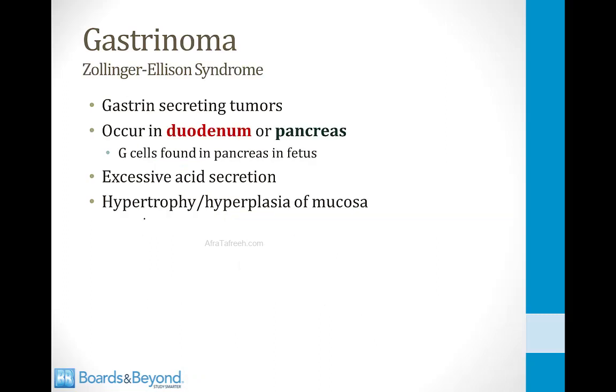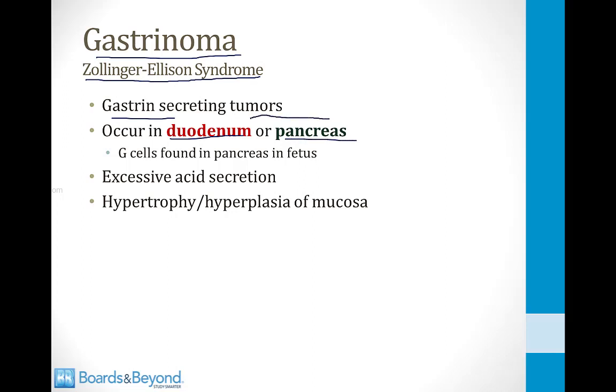There is a very rare tumor called a gastrinoma that they love to ask you about on your board so they can test your knowledge of gastrin function. And when a gastrinoma produces symptoms, it produces a characteristic syndrome called the Zollinger-Ellison syndrome, named for its discoverers. These tumors secrete gastrin, as I said, and they occur in the duodenum and the pancreas.